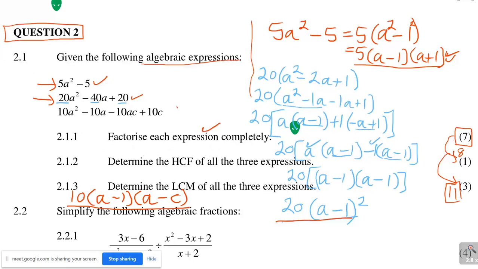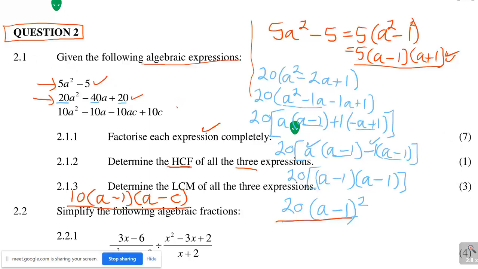Factorizing was what we did. Now to finalize this, determine the HCF for all the three expressions. Highest common factor, remember, for highest common factor, it's just 1 mark. You know why it's 1 mark? Because your duty now is just to identify which one is repeating in all the three.